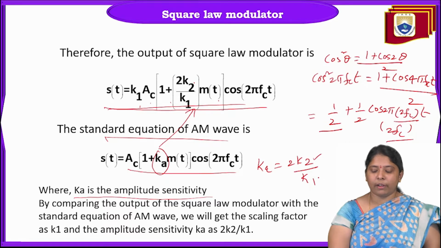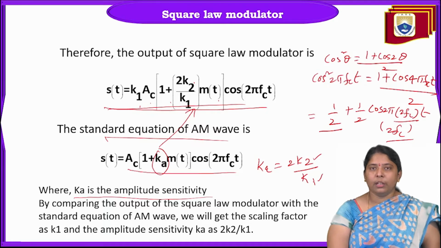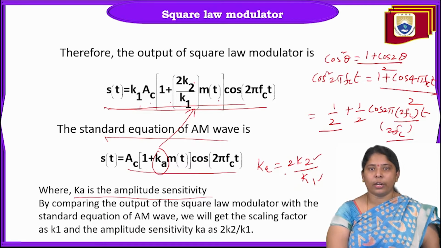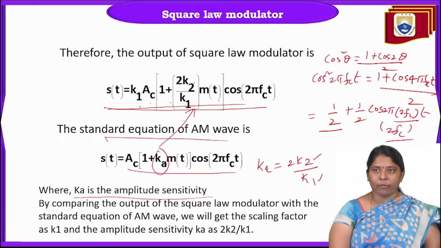This K2 and K1 depend on the device, the nonlinear device we are using for the modulator. K2 and K1 are constants. 2K2 by K1 is called the amplitude sensitivity of the square law modulator. This is the first modulator, the square law modulator, for the generation of the AM wave.